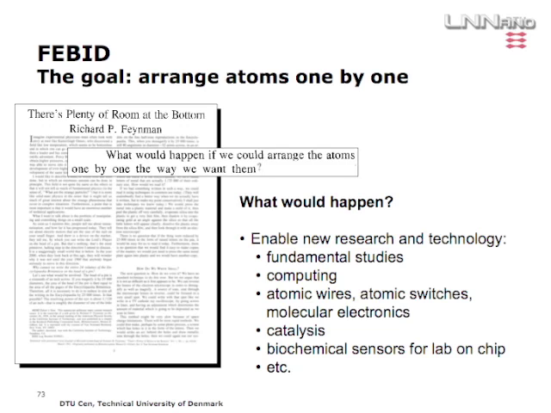Now I've hinted at this FEBID technique for quite a while now. I'll actually get to it. So the goal here is to arrange atoms one by one. This is a quote from a very famous Feynman lecture, I think from 1959, where he said, "What would happen if you could arrange the atoms one by one exactly the way we wanted? Then we could design exactly the device that we wanted." Well, it would certainly enable new research and technology. Fundamental studies would be easier. Quantum computing, atomic wires, atomic switches. We could design everything on an atomic level. Again, catalysis comes into it, biochemical sensors, and probably many other things. So that's what FEBID is all about.